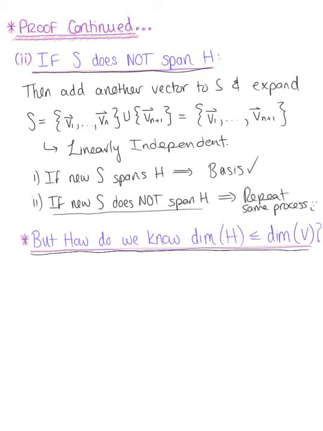So then the last thing that we need to consider here, but how do we know that the dimension of the subspace is going to be less than or equal to the dimension of the vector space? So you want to keep in mind here that if we keep expanding, eventually we're going to reach a point where we have a basis. And since we're pulling vectors from our vector space V into the subspace H, if the vector space has a set of n linearly independent vectors, then the subspace can never get a set of vectors greater than n.